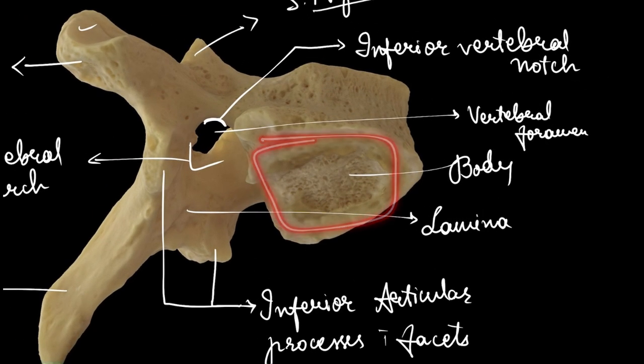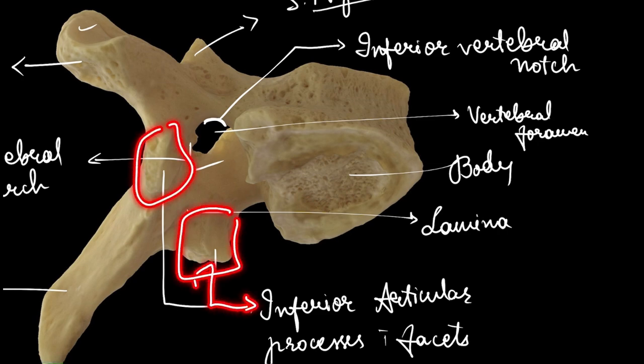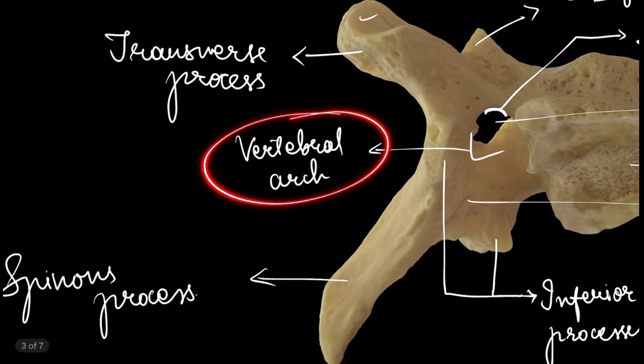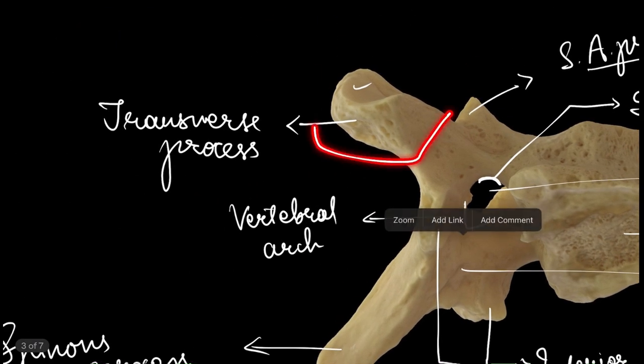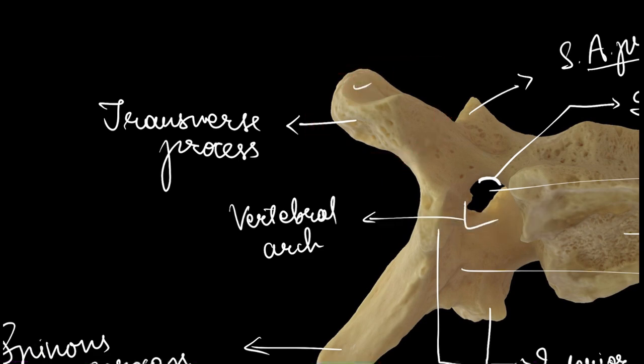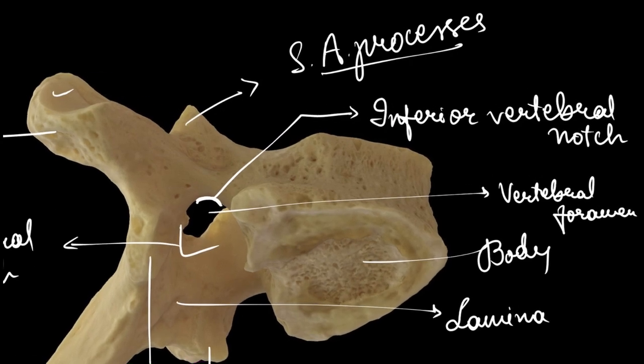Now the inferior view. Again it's the body. This is the vertebral foramen, spinous process, superior articular process. These two are the inferior articular processes with facets. How are they? They are fused with the lamina. And here is the vertebral arch. This is the transverse process. You can even see the costal fovea of the transverse process.